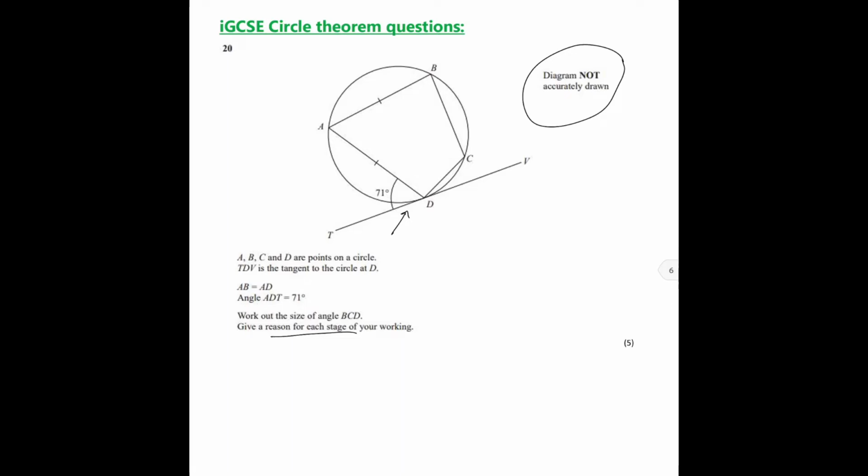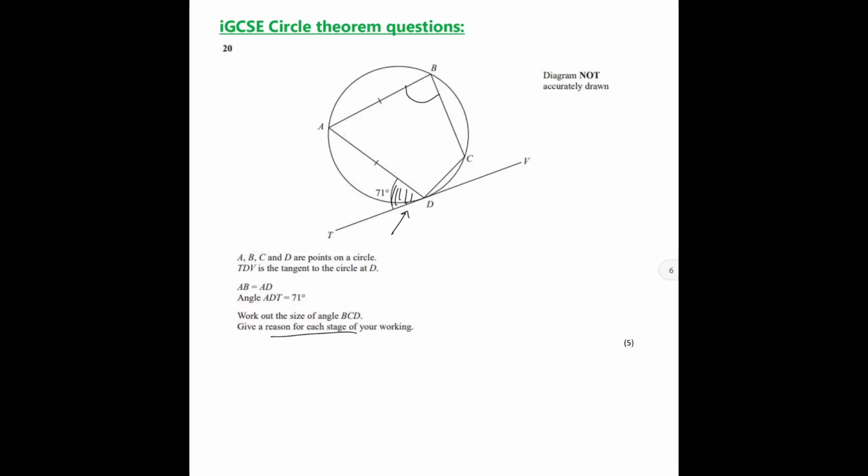There are a total of 5 marks, and the diagram is not accurately drawn, so that means you don't need to measure it or anything. So what are the keywords that are given here? We know that angle ADT is equal to 71 degrees. Now in order to find the size of angle BCD, you have to use something called the alternate segment theorem. The alternate segment theorem means that the value of ADT is going to be equal to the value of ABC.